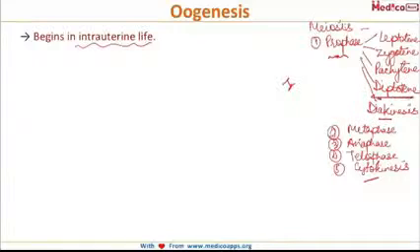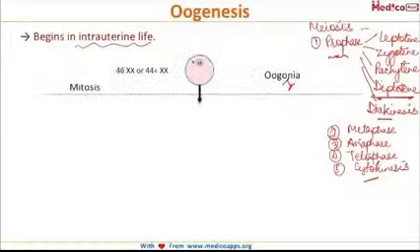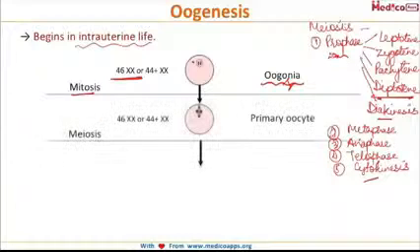Now with this basic knowledge, let us begin the process of oogenesis. So the primordial germ cells undergo rapid mitotic division to form oogonia, and since it is a mitotic division, the nuclear material remains as such, and that is 46XX. Now few of these oogonia enter the prophase of first meiotic division, and these are called primary oocytes. Here also the nuclear material remains as such, and it is 46XX.